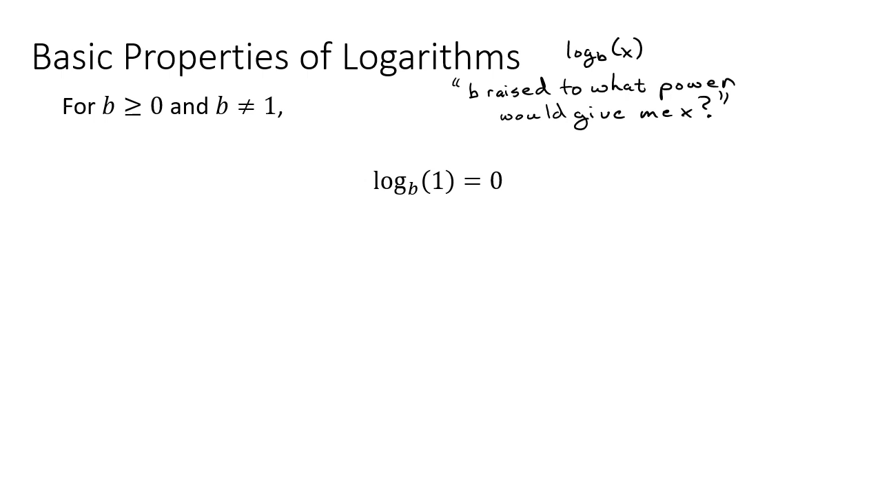So, with that said, taking a look at the first property, if we've got log base b of 1, if you ask yourself, what power would I raise b to get 1? Well, the answer is that no matter what b is, anything raised to the 0th power is equal to 1. And so because the logarithm is the inverse of that, if you plug 1 into any logarithm, you get out 0.